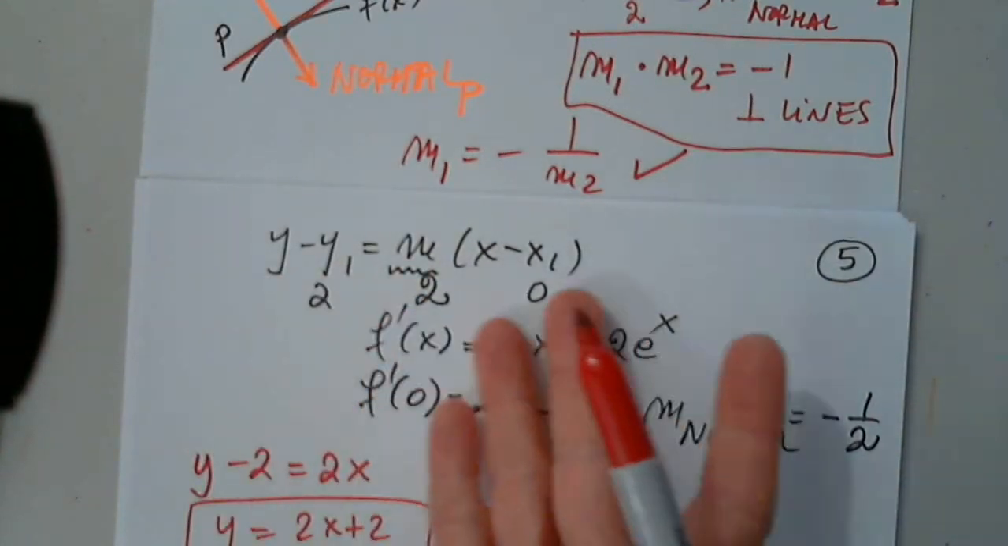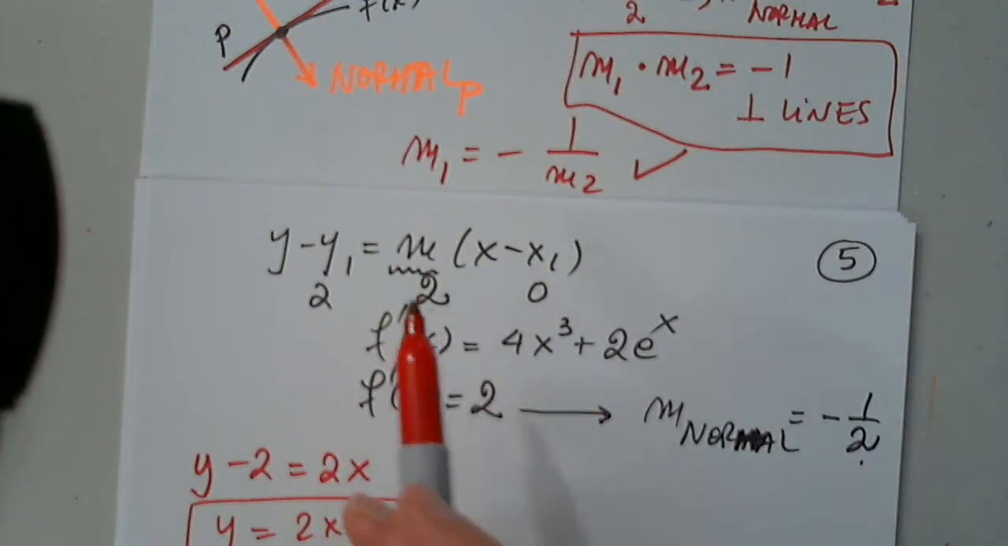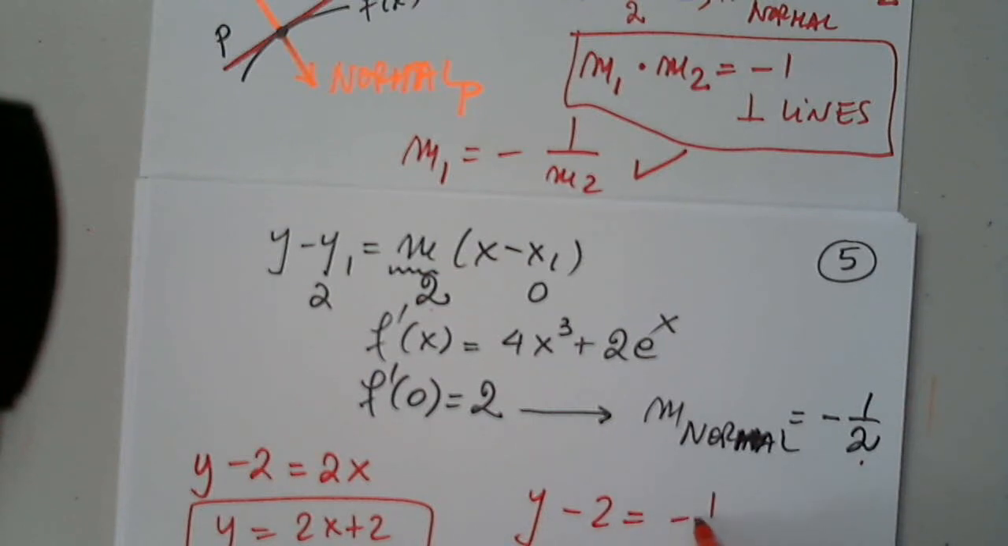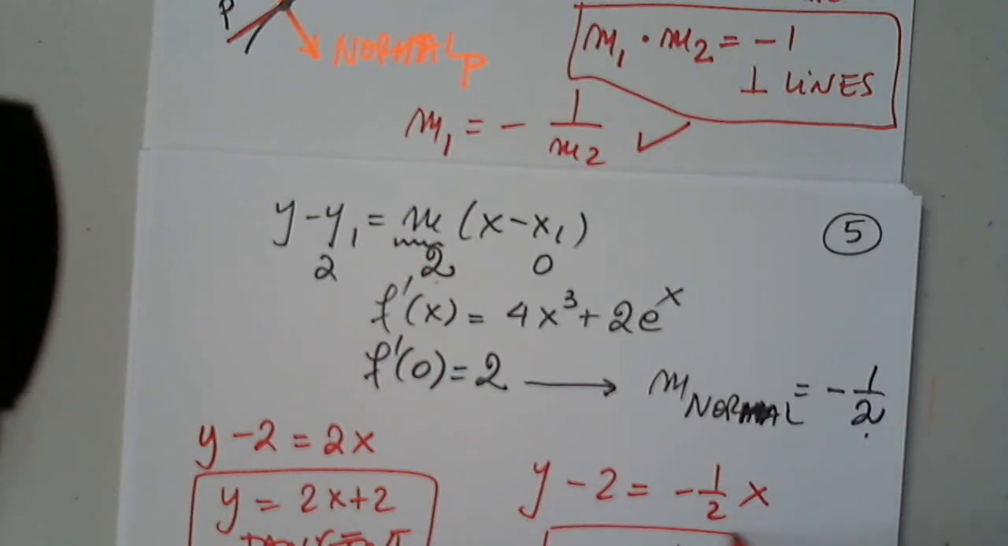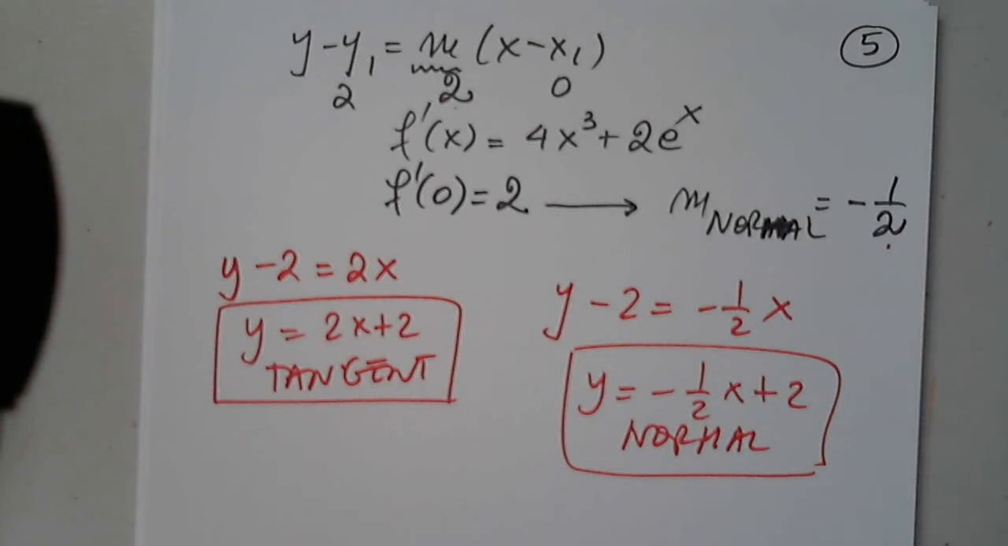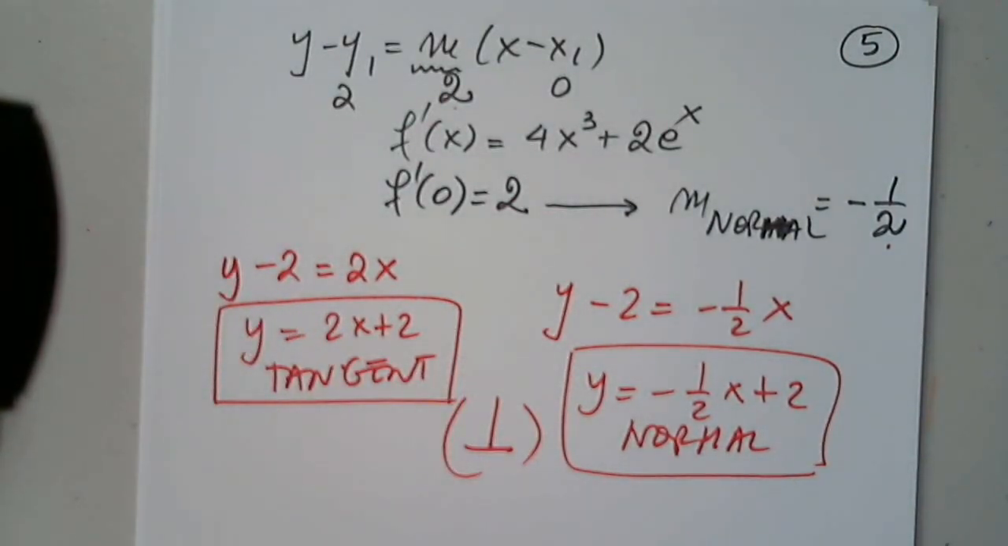But for the normal, I use the same thing, but instead of the slope for the tangent, I have to put in the slope for the normal. So y minus 2 equals negative 1/2 x, and then y equals negative 1/2 x plus 2. So this is the normal line, which is perpendicular to this one. They are perpendicular to each other. The tangent to the graph and the normal line. Any questions on the tangent and normal?